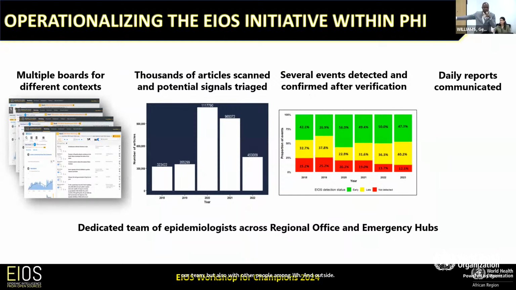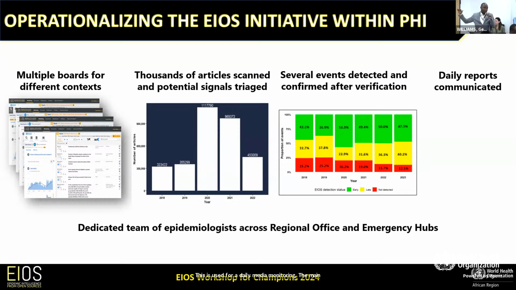So to use EIOS, we have created a couple of boards, but we have one main one. It is an all hazard board with all outbreaks, priority diseases, and other emergencies in Africa. This is used for daily media monitoring. The main objective is to be able to detect any new events early.